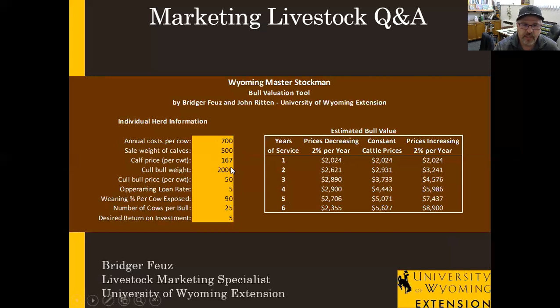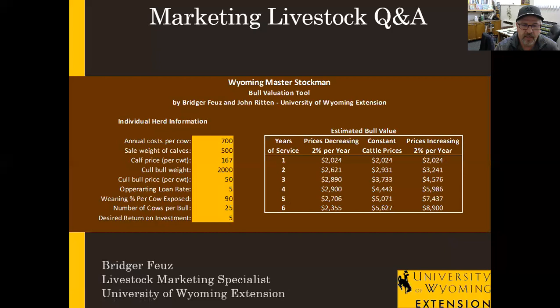The next thing that you would enter is your cull bull weight. That really depends on your ranch. I've just got an example in here of 2,000 and a cull bull price. Right now it's at $50 a hundredweight, but that depends on your location, your market, what you would enter there.